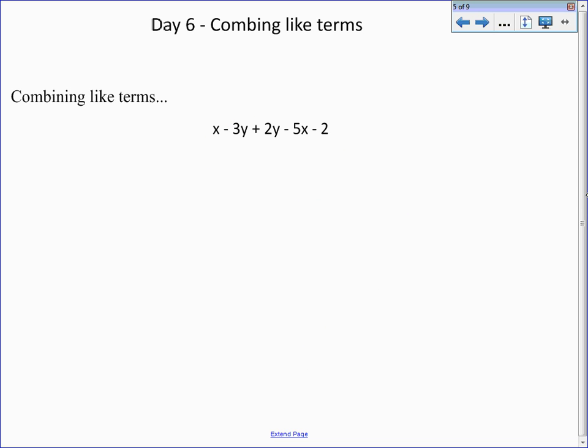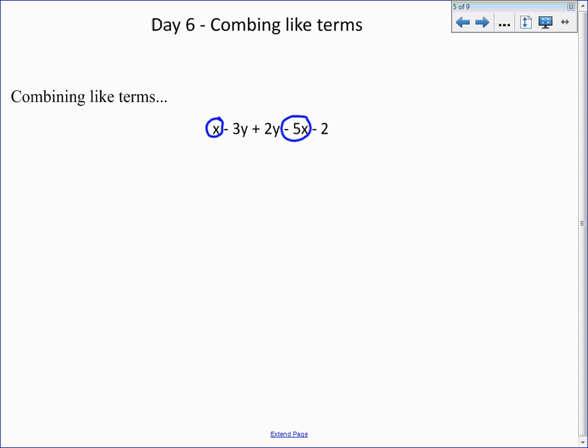Okay, let's try example number 2. On this one, we start to have some more subtraction problems, so be careful of those because it does get a little bit tricky. And notice we also have 2 variables. So when we look at this, we're trying to find what we can combine that has the exact same variable and the same exponents. If you look at x, you see here we have a minus 5x.